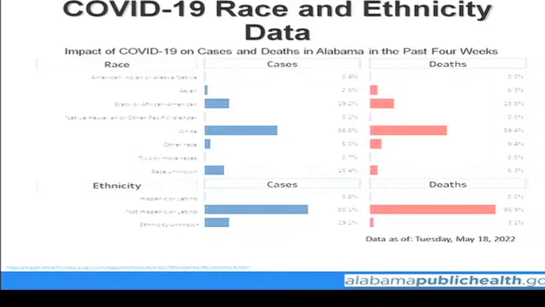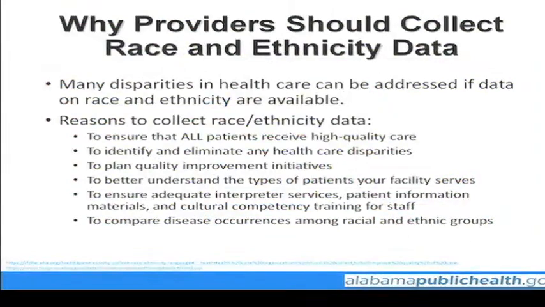So why should healthcare providers collect race and ethnicity data? Many disparities in healthcare can be addressed if and when data on race and ethnicity are available. When racial and ethnic data is present, providers can ensure that all patients receive high-quality care, identify and eliminate any healthcare disparities, plan quality improvement initiatives, better understand the types of patients their facility serves, adequately provide proper services, and compare disease occurrence among racial and ethnic groups treated at their clinics.